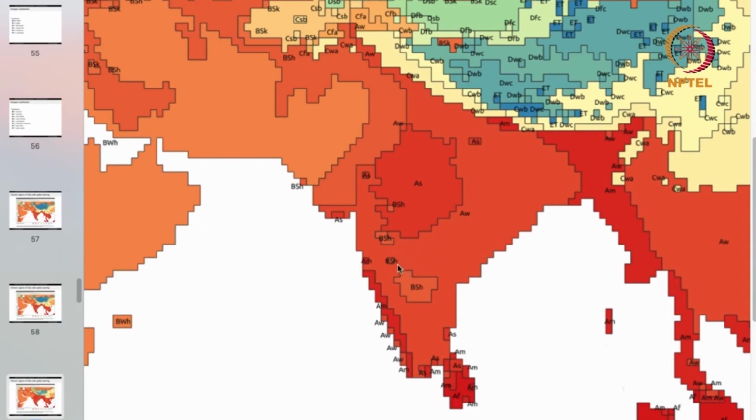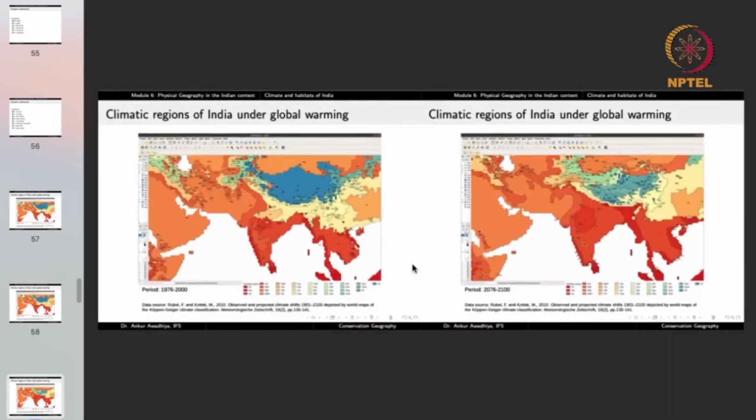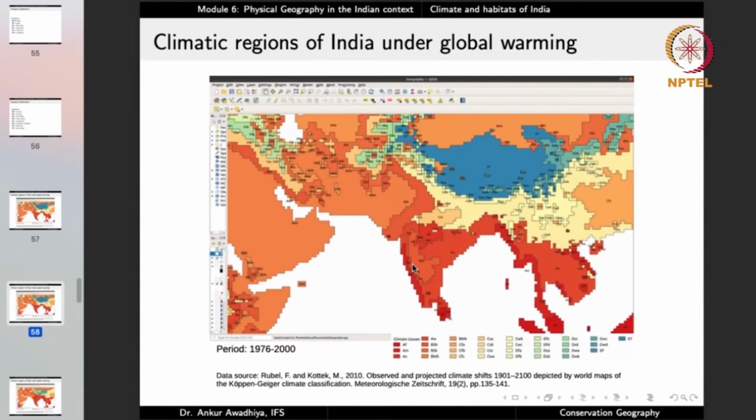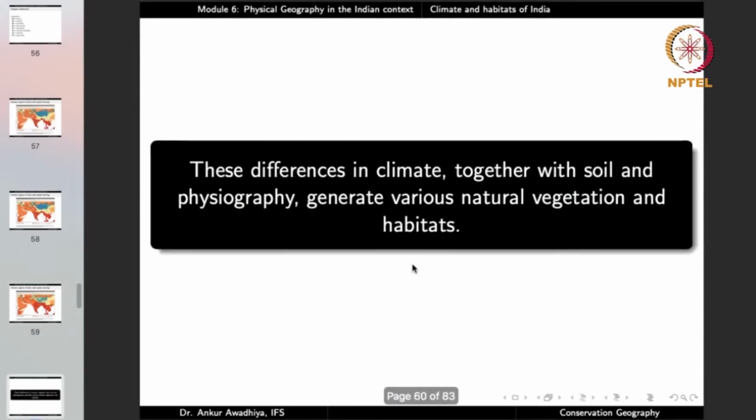Now, all these differences in climate together with soil and physiography generate various natural vegetation and habitats. So there are certain areas that have soils, there are certain areas that have sand, there are certain areas that just have a rock that is there. There are certain areas that are high, there are certain areas that are low. Temperatures vary, precipitation varies, so that creates varied sorts of habitats.